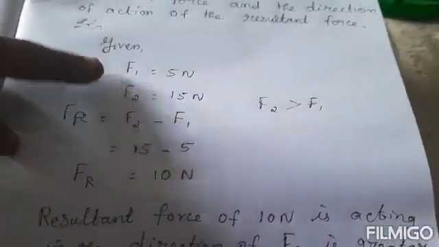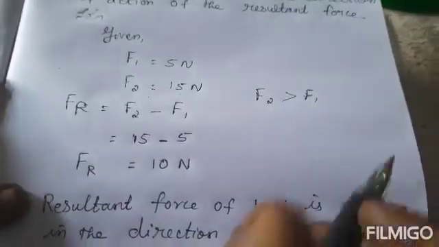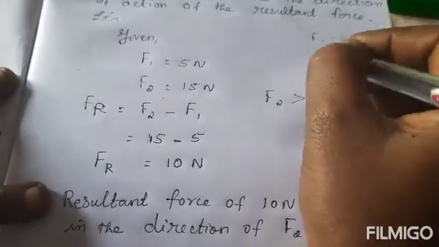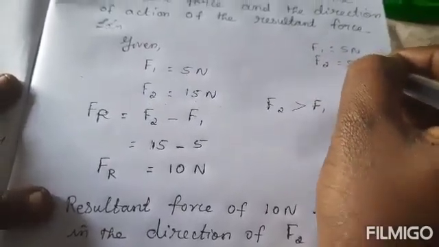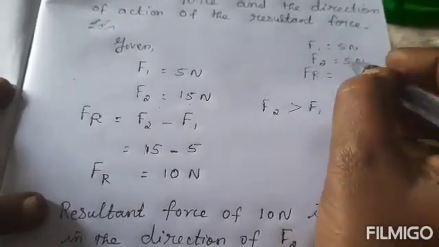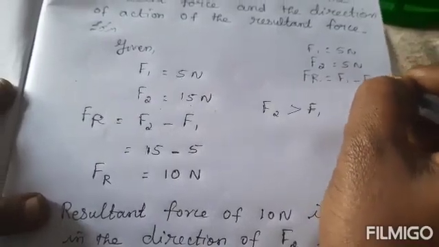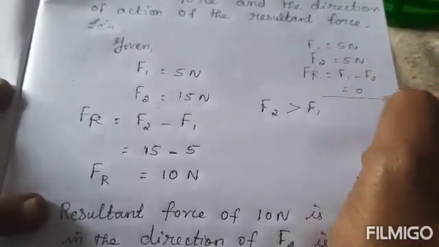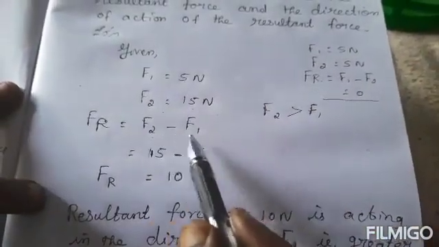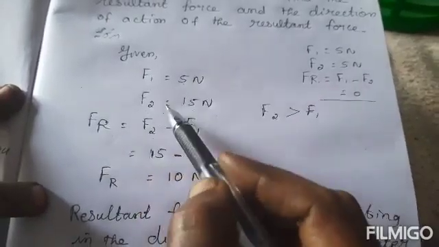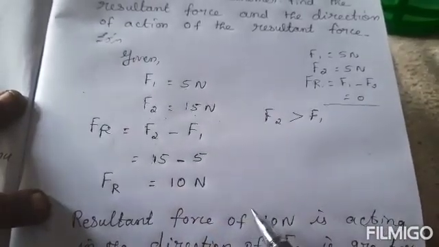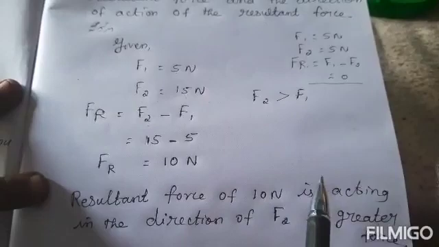Suppose F1 is 5 and F2 is 5, what's the answer? 0. Suppose F1 equal to 5 Newton, F2 equal to also 5 Newton. What value will you get? The formula is F resultant equal to F1 minus F2. So you will get 0. So this we will say is equilibrium. Okay. So here F2 is greater, so here we wrote first F2 minus F1. Suppose here F1 is 15, F2 is 5, what's the formula? F1 minus F2. Can you understand students? Clear? So this is also very important.